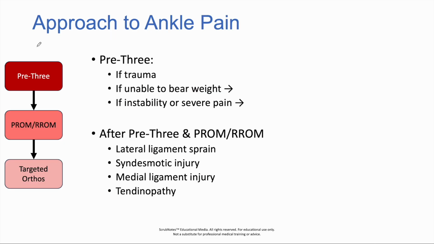This slide outlines the ScrubNotes musculoskeletal approach for ankle pain. First, the pre-3 safety screen. In the pre-3, that's where we check for trauma, we do a fracture screen, we want to make sure that they're able to bear weight, we can use the Ottawa rules to help us with that, and we want to check for any instability or severe pain that might be indicative of a ligament tear. Second, pattern recognition from history and motion. Third, a diagnostic fork to help narrow the differential list. And only then do we perform targeted ortho testing.